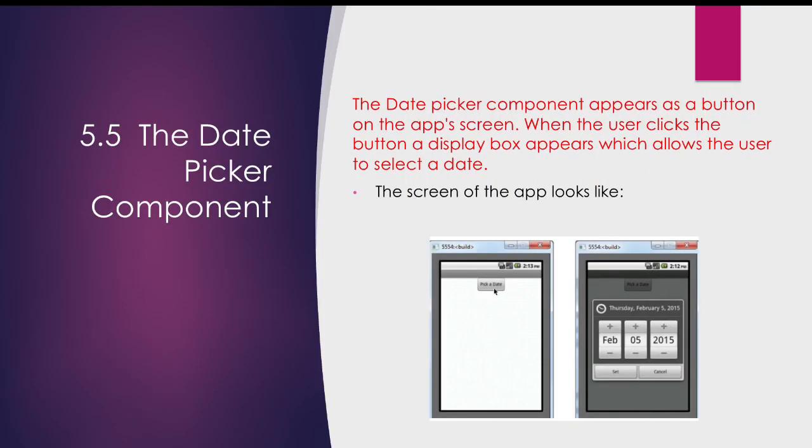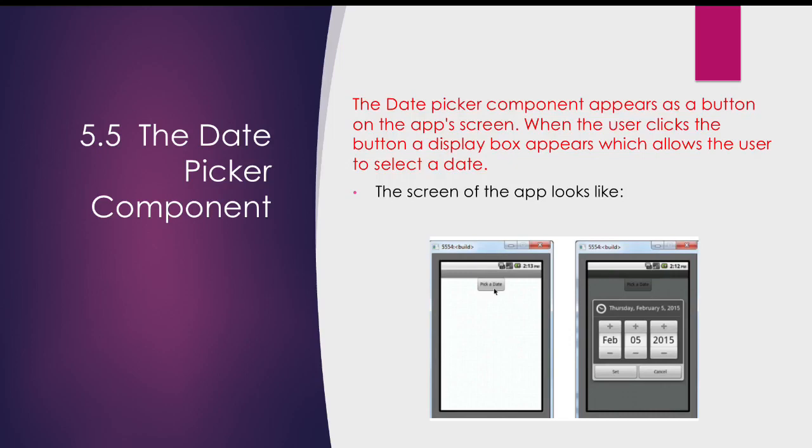Now let's move on to the date picker component. The date picker component appears as a button on the app screen. When the user clicks the button, a display box appears, which allows the user to select a date. This component is found in the user interface section of the designer palette.